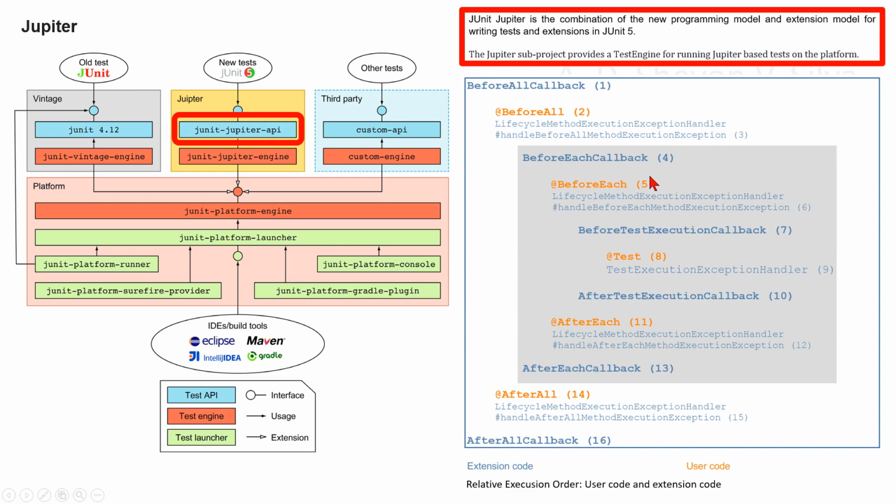Interface BeforeEachCallback. BeforeEachCallback defines the API for extensions that wish to provide additional behavior to tests before an individual test and any user-defined setup methods, for example @BeforeEach methods, for that test have been executed.